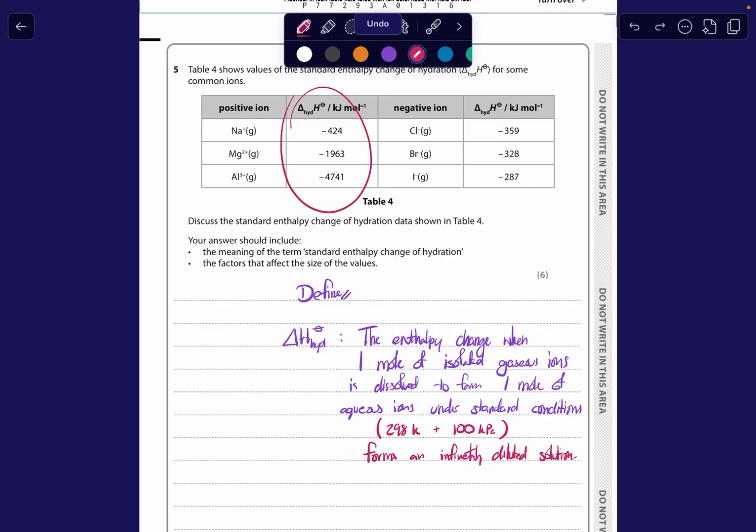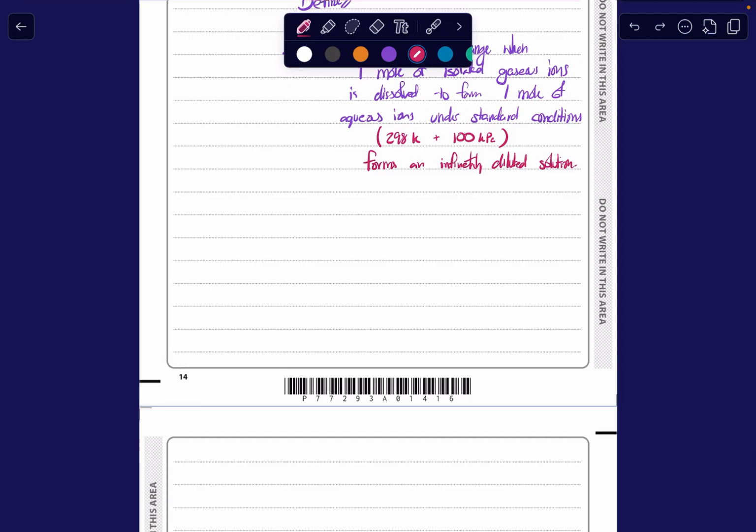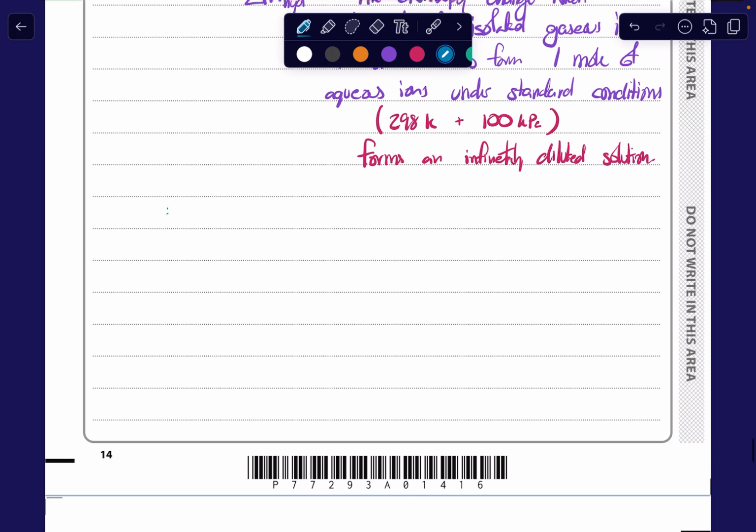Now, when I answered this question myself, I went straight into talking about charge density and about these numbers. However, just so I can teach it to you and go through it a little bit more clearly, let's talk about the enthalpy of hydration first, and then I'll explain that point. I'm going to title this part hydration. So we'll call this hydration.